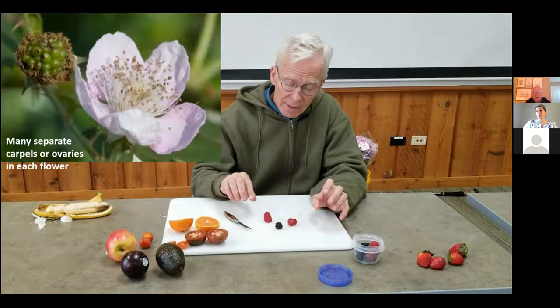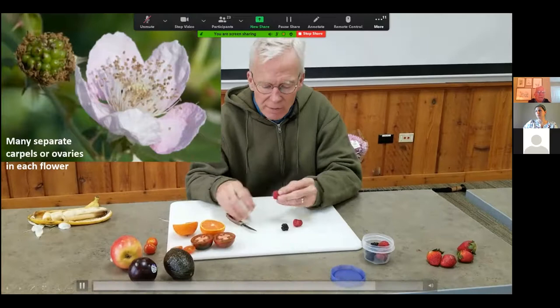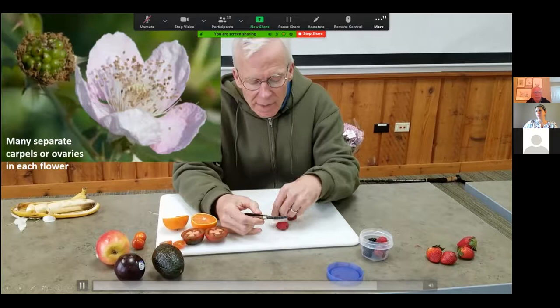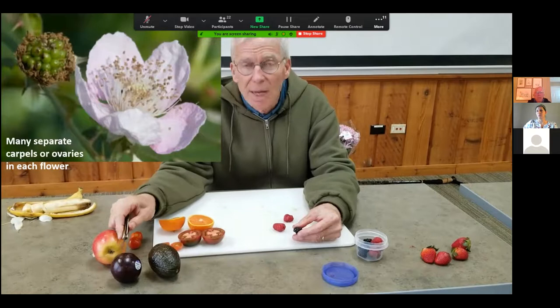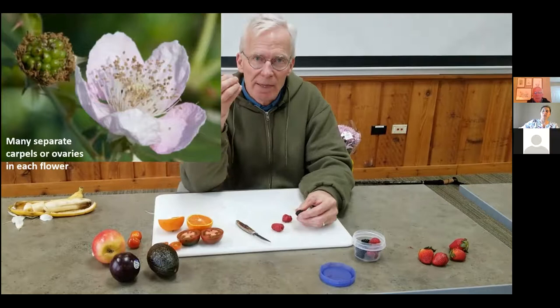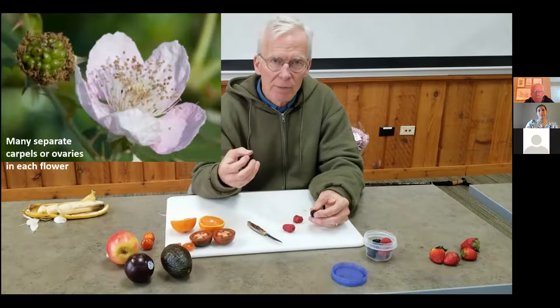And so the flower has many, many little ovaries, and each one of the ovaries of the flower creates another little bump on the surface of this raspberry or blackberry. And each one of those is a tiny drupe, just like a plum or a cherry. Only there are many of them because there were many, many little ovaries of the blackberry or raspberry flower. And so we call this an aggregate of drupes.